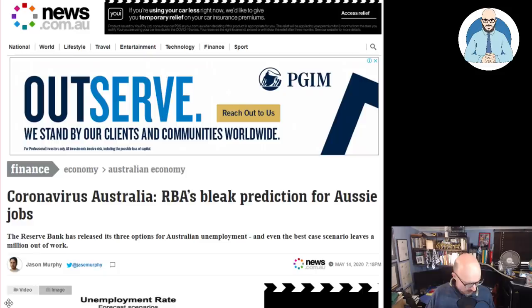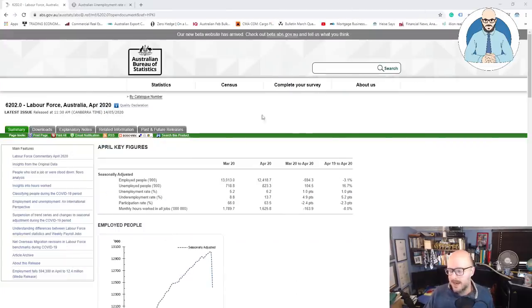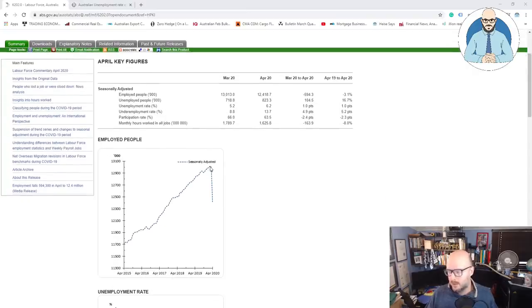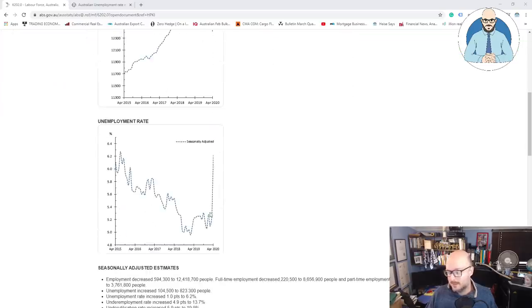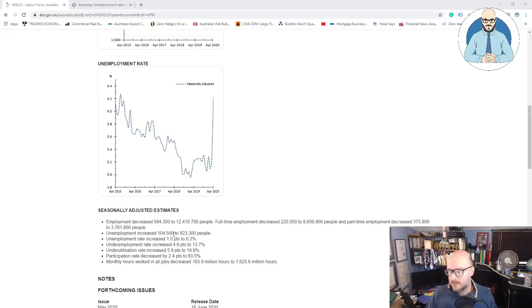But before we go through this article, let's just have a look at two things. This is from the ABS, and this is their Labour Force, Australia for April data. We can see here the number of employed people has plummeted, seasonally adjusted. They're saying the unemployment rate has skyrocketed to 6.2%. Okay, an increase of 1 point to 6.2.